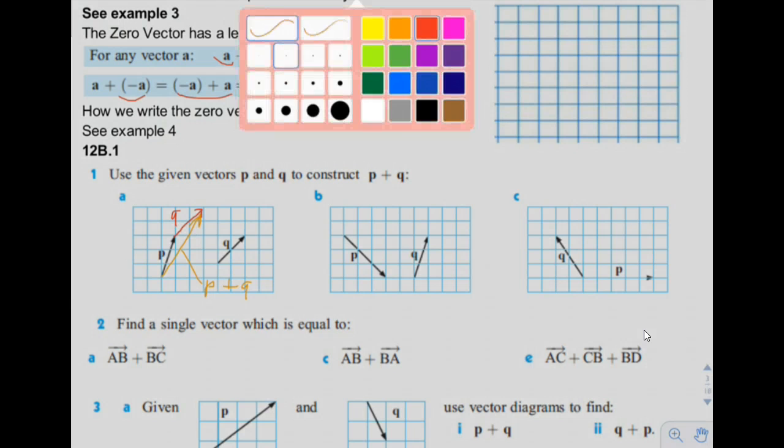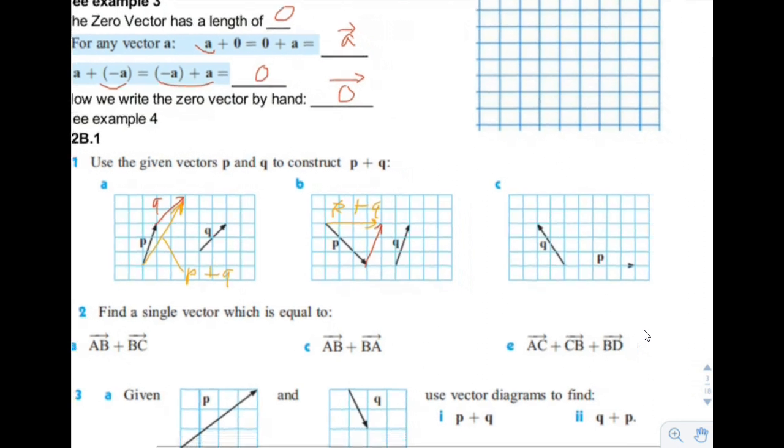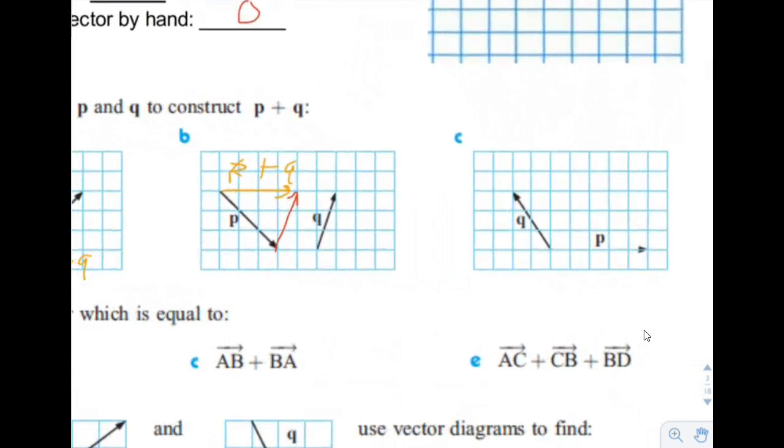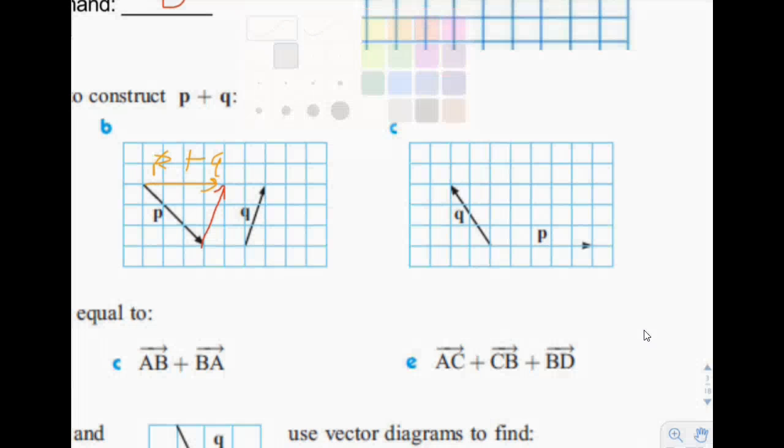Now let's do it with this one. On this one, P plus Q would be like that. So the P plus Q vector would be that. And then this one looks kind of weird. Maybe it was like that. I'm not sure. So it would be like that. The print didn't come out too well. Okay, so I think that the P plus Q would look like that.